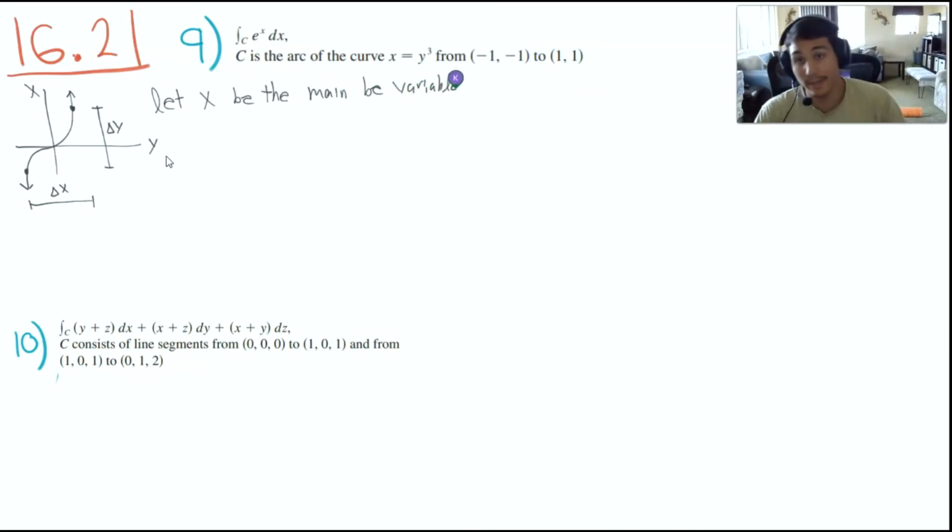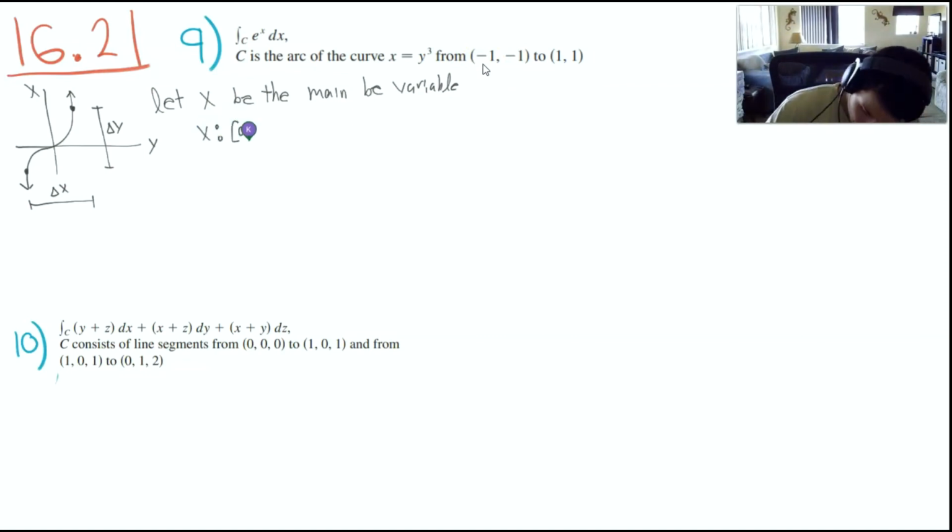And if you let x be the main variable, then you have to find bounds for x. What are our bounds for x? It goes from -1 to 1. So that's our bounds for x. So x goes from, not 0, from -1 to 1.